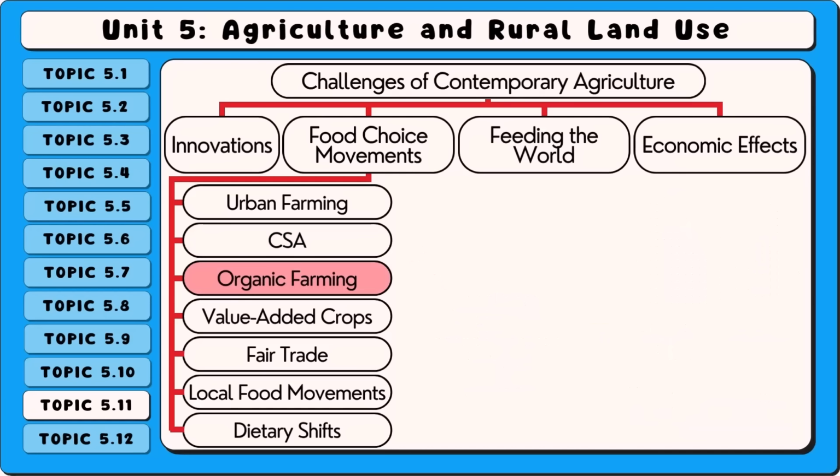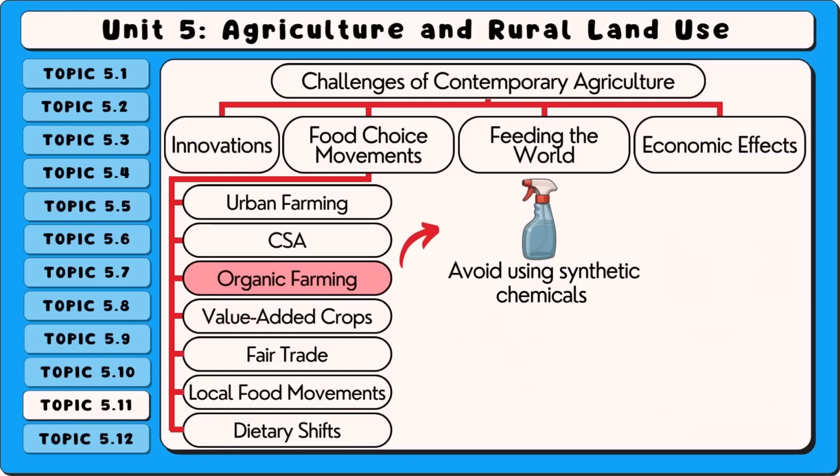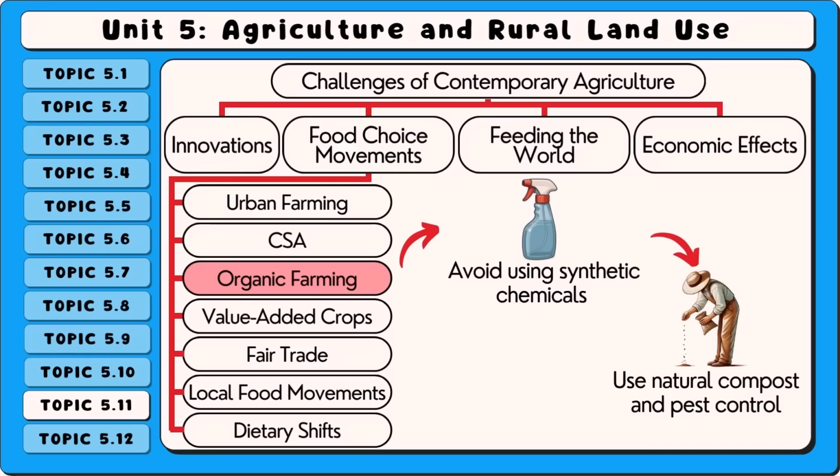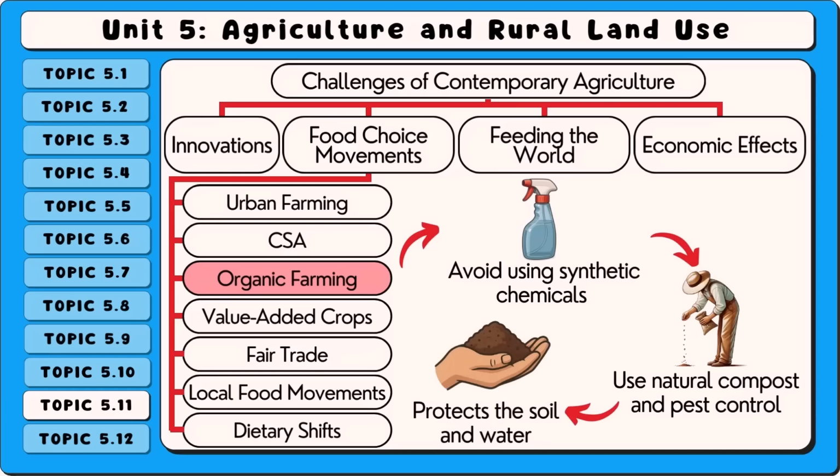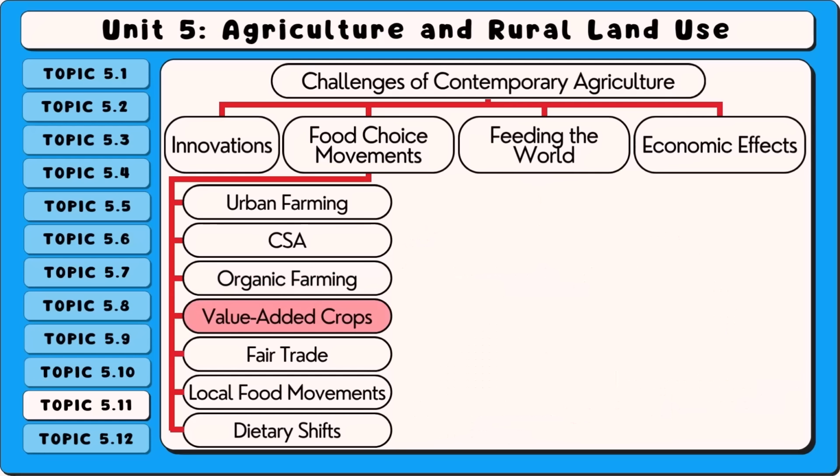Organic farming is another important movement. Organic farmers avoid using synthetic chemicals and focus on using natural compost and pest control. This protects the soil and water, and some people prefer organic food because they believe it's healthier or better for the planet. Then we have value-added specialty crops.